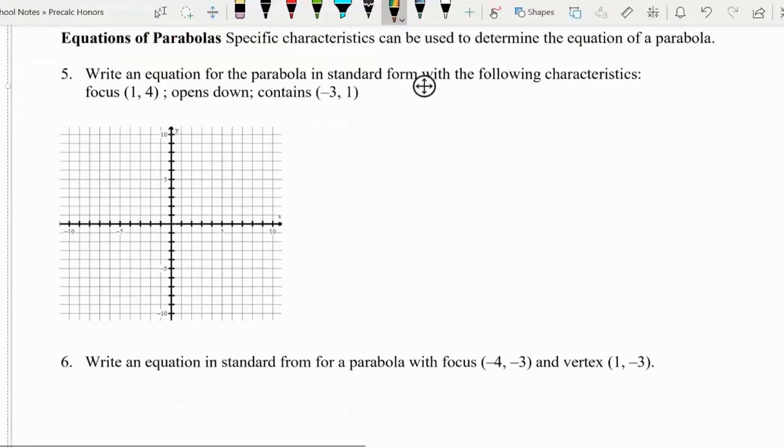So I'm going to actually draw these in. I think it's helpful to visualize. I didn't put a graph on the worksheet, but I put one on here. So I'm going to draw a focus at (1, 4). We know it opens down, so we're picturing a parabola kind of like this, and we have a point on it, so I'll draw it a little more accurately after that. It contains the point (-3, 1).